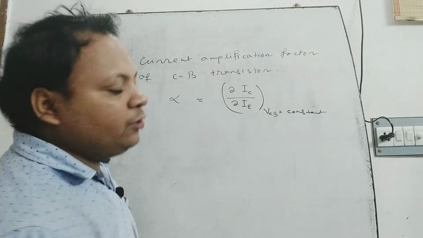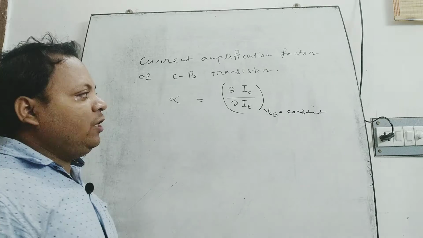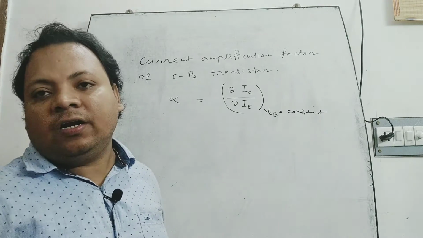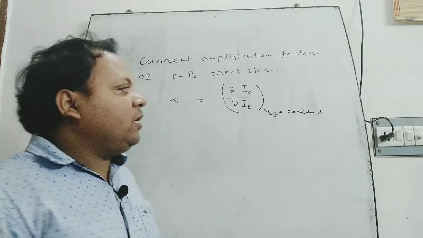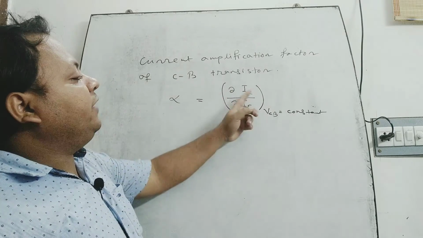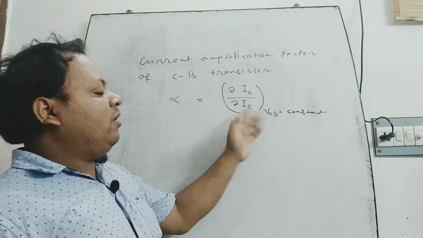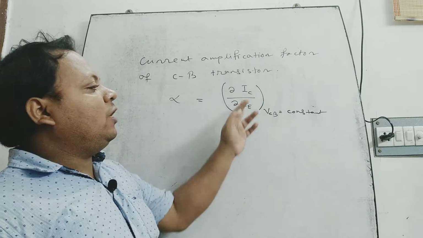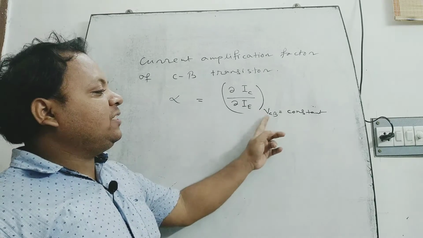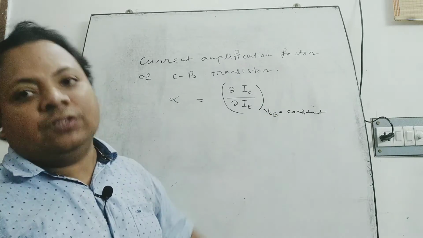Now the current amplification factor of the CB transistor, that is, the common base transistor. In the case of a common base transistor, the output current is the collector current IC and the input current is the emitter current IE. Therefore, alpha is equal to ∂IC by ∂IE, that is, change in collector current by change in emitter current, when the output voltage VCB, the potential difference between base and collector, remains constant.